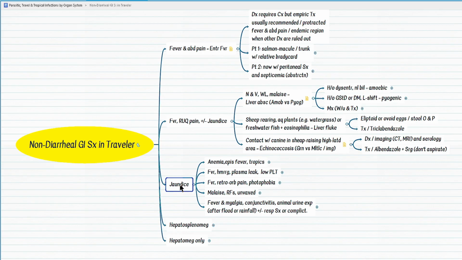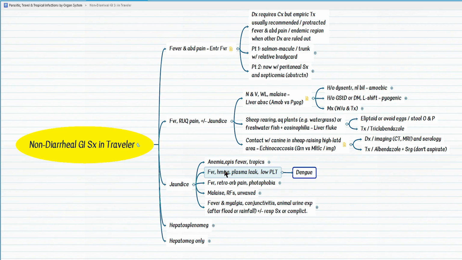Next case, you have a traveler with jaundice, fever, hemorrhagic complications, and low platelets. What is the diagnosis? Remember, presence of fever, hemorrhage, plasma leak, and low platelets indicates a diagnosis of dengue.